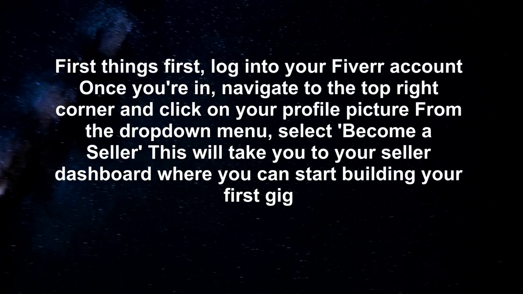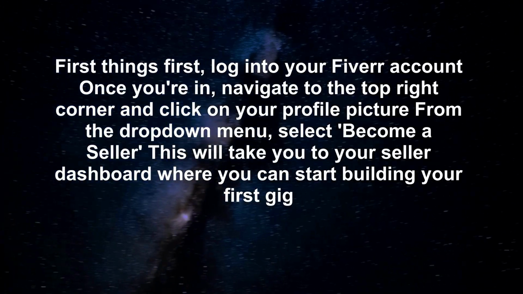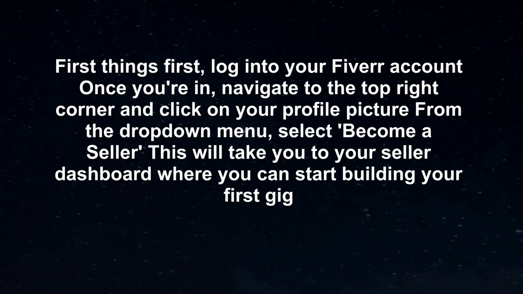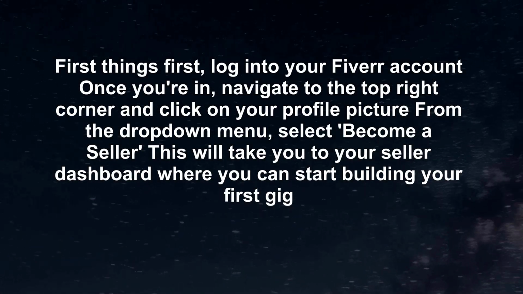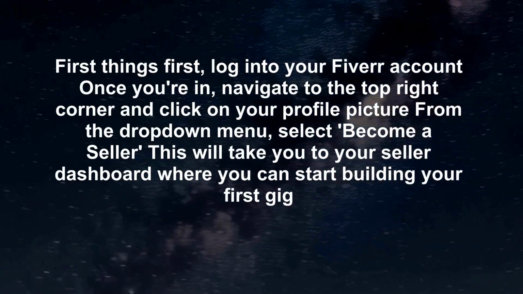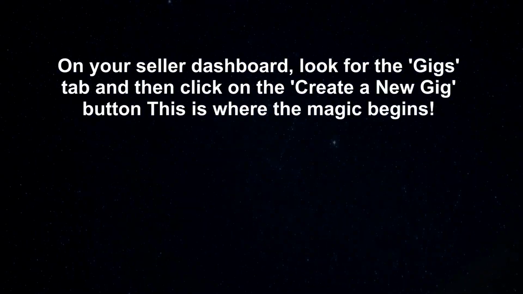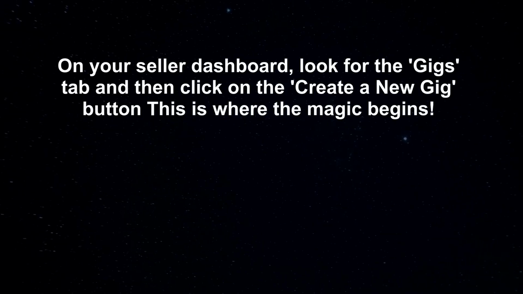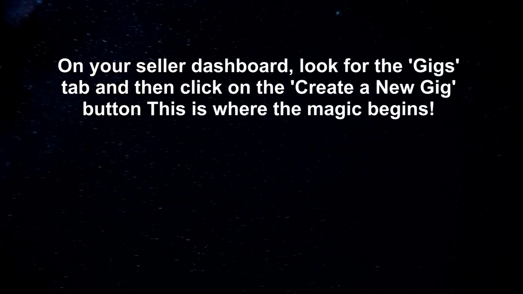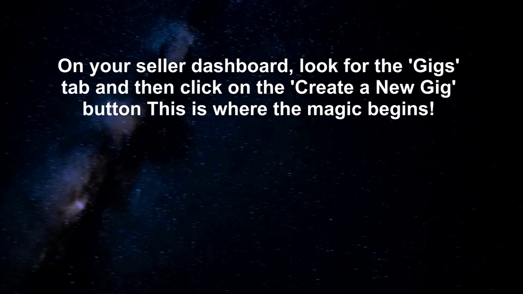Once you're in, navigate to the top right corner and click on your profile picture from the drop-down menu. Select Become a Seller. This will take you to your seller dashboard where you can start building your first gig. On your seller dashboard, look for the Gigs tab and then click on the Create a New Gig button. This is where the magic begins.